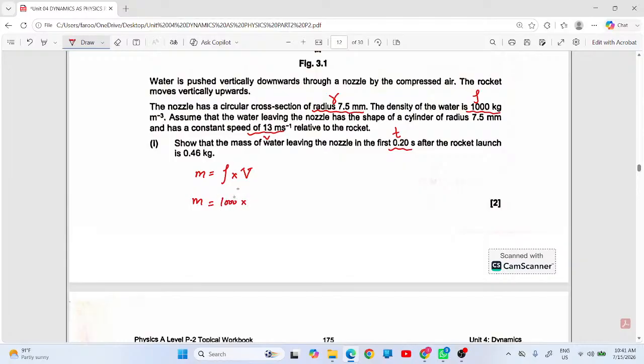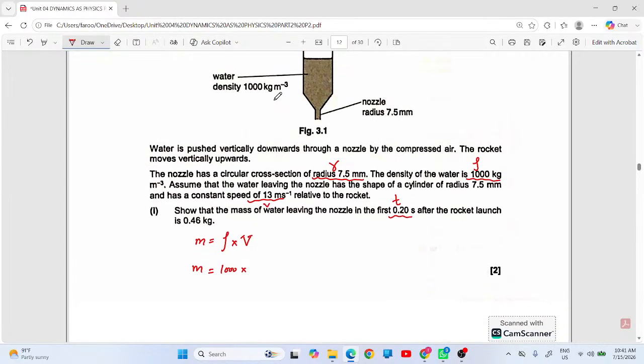And what is the volume? We have the radius, and we need the height. The shape is a cylinder, so the volume of a cylinder is pi r squared h. Here r is the radius, 7.5 × 10^-3. For the height we need the distance: speed equals distance by time, so distance is speed multiplied by time. The speed is 13 and the time is 0.20.